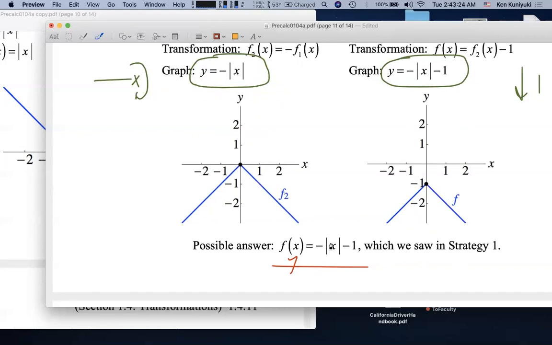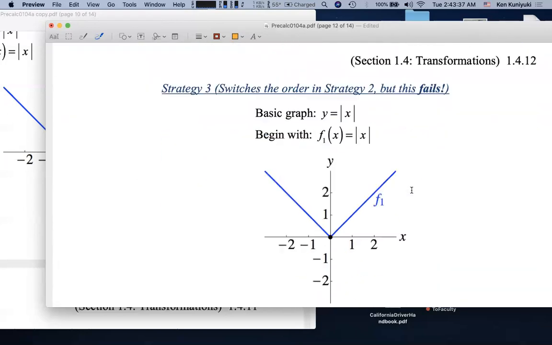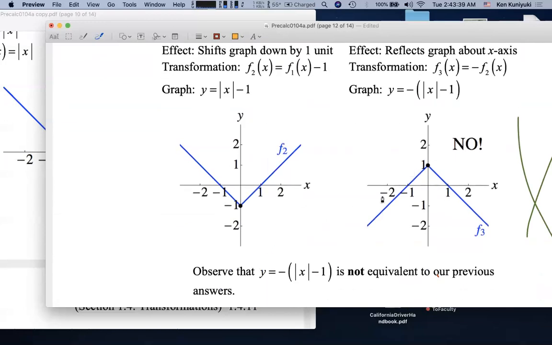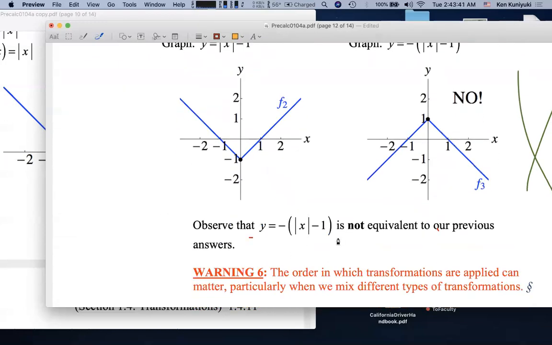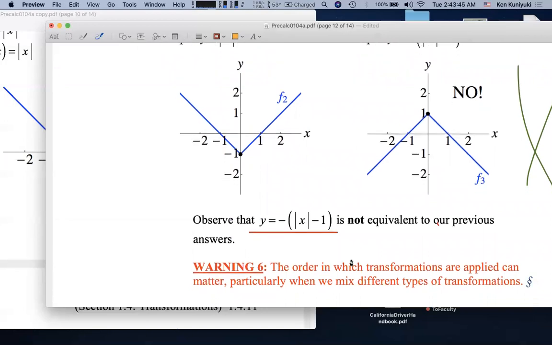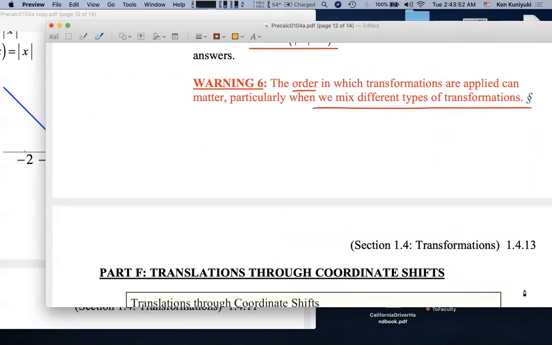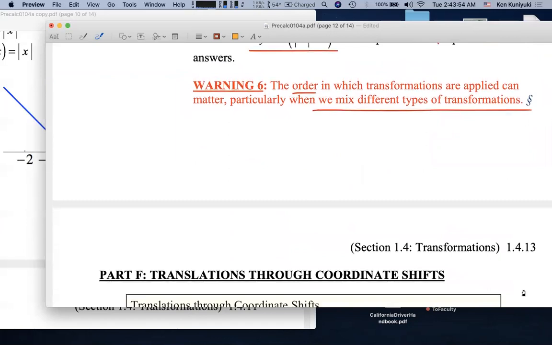So there are potentially different ways of getting the same graph. You can have different looking equations, although they are equivalent, but be careful of the order in which you do things, especially if you start mixing types. This over here did not work. Notice the equation here is not equivalent to what we had from before. Order can matter, especially when you mix different types of transformations. Next up, another way of looking at translations.